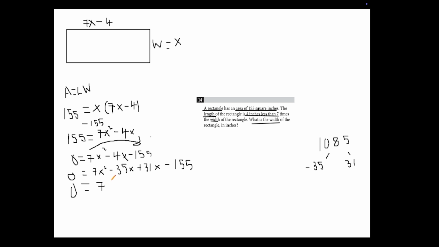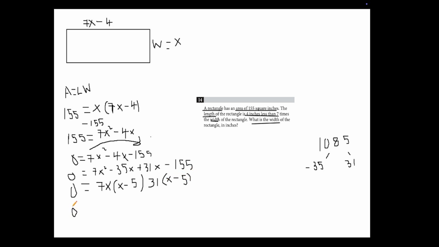So now we're going to group. We're going to factor out a 7x from our 7x squared minus 35x. So we're going to have 7x, and 7x squared with a factored out 7x is the same as x. And 35x divided by 7x is equal to 5. So we have 7x times x minus 5. Now we're going to do the same thing for 31x minus 155. And 31 divides evenly into itself and divides evenly into 155. So we're going to have x minus 5 again.